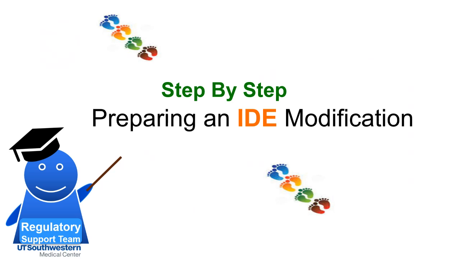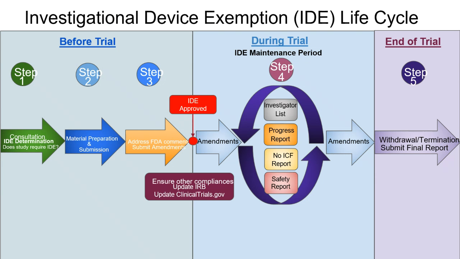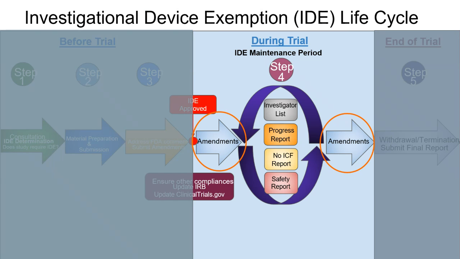With that background, let's move to the familiar graphic, the IDE life cycle, where the step 4 includes amendments, which are executed during the trial and study maintenance period. Now, let's see what the key regulatory milestones are in the maintenance phase. The IRB update and the concurrent update of the clinicaltrials.gov records. These are to be accomplished in the post-IDE approval phase.